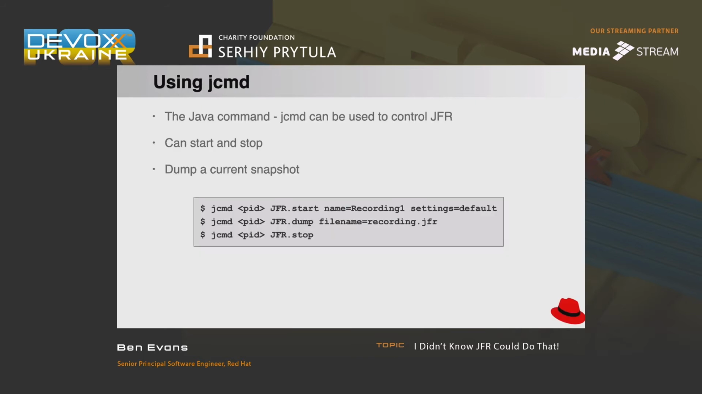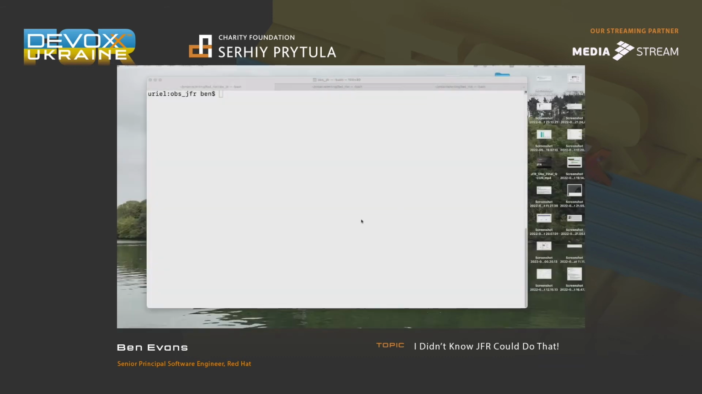So the other thing you can do is use the J command, JCMD, and this basically enables you to start, stop and control recordings of JFR without needing to have supplied the parameters at start. So you can just control things, and well, we can see that in action.